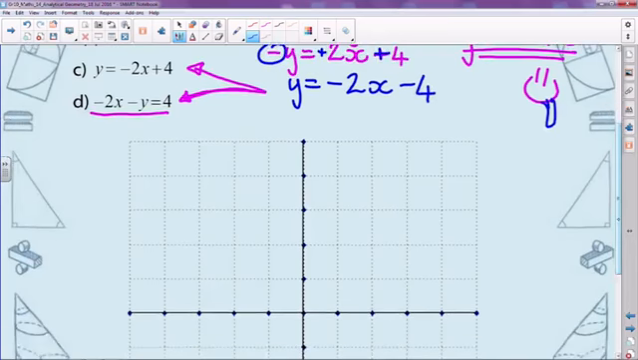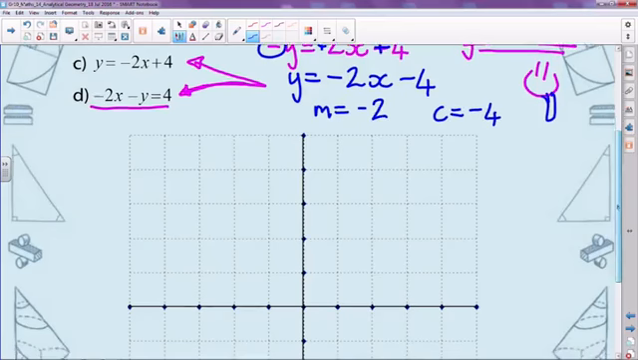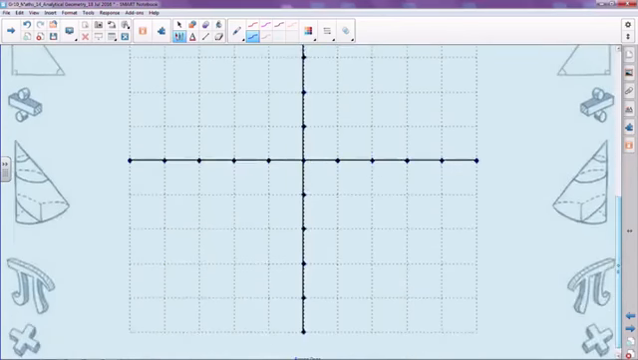So, what is our gradient? Our gradient is negative 2, and our y-intercept is negative 4. And I'm going to start by plotting that. Remember that with these kinds of questions, most of your marks, if not all of your marks, are going to come from your drawing. So you need to make sure that all information is included on the graph. So there we go.